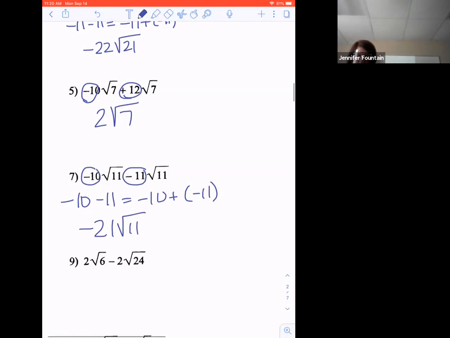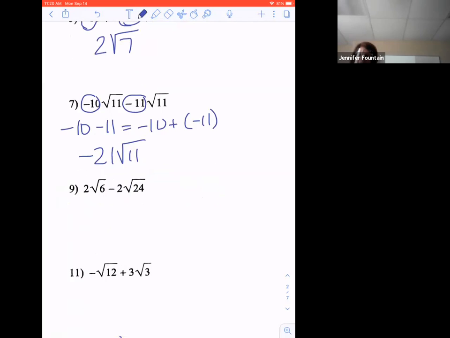All right. Look at number 9. What are my rules about adding and subtracting radicals? Add the opposite. Index and radicand have to be the same. At first glance, these are not the same, are they? What can I do? The square root of 6 is in simplest form, right? I know that's 2 times 3. Is the square root of 24 simplified? No, it can be simplified.